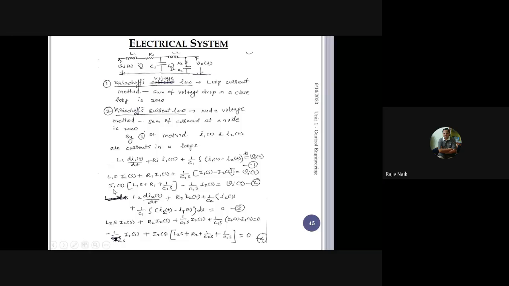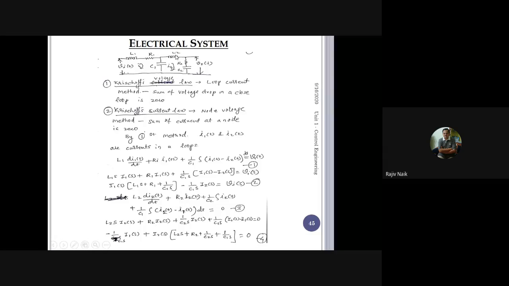This is after separating the variables. I have separated I1s and I2s. I1 I have written first, I2 I have written next. And this is equation number 2 after separating the variables. Equation 2 we got. Then equation 3 I got for the second loop.